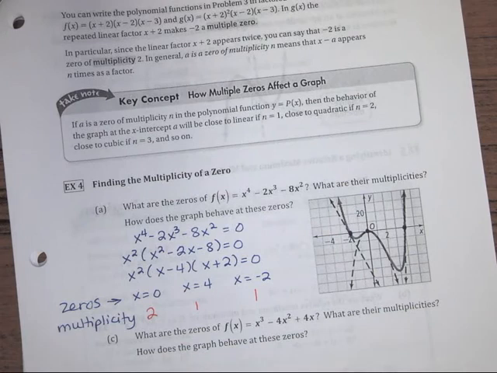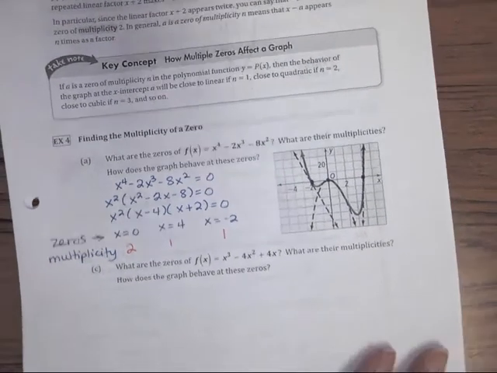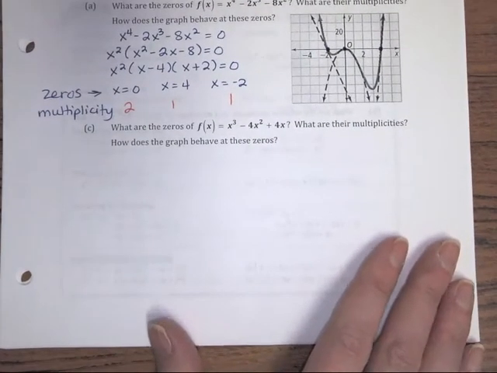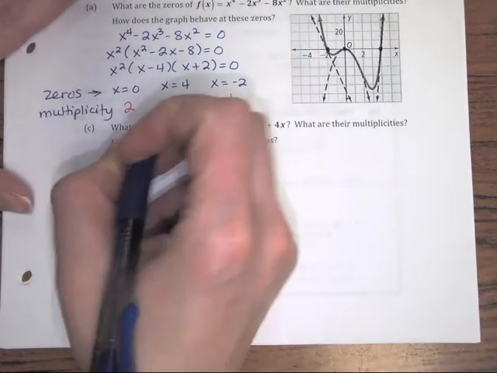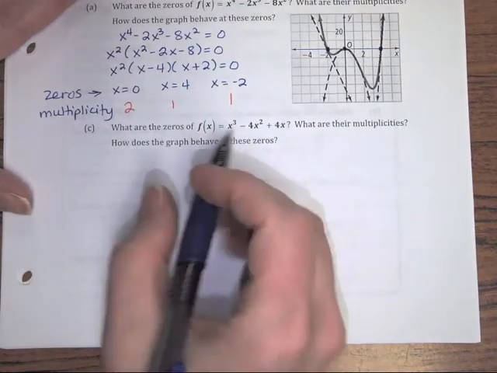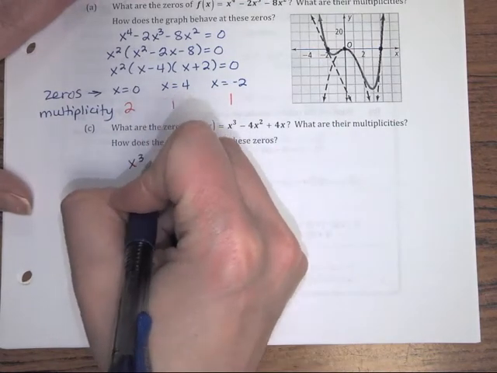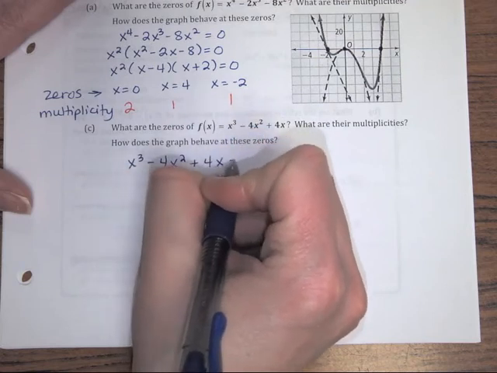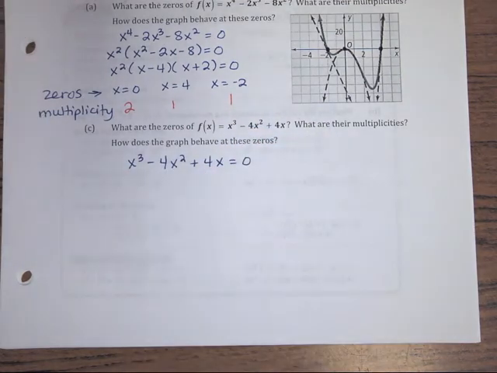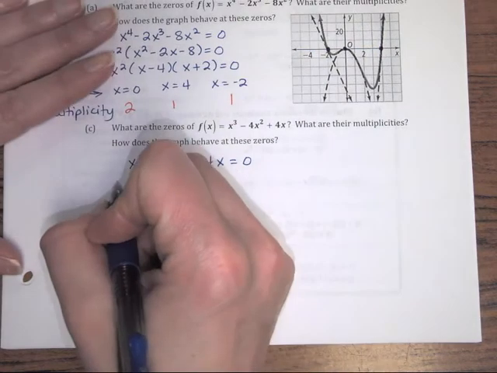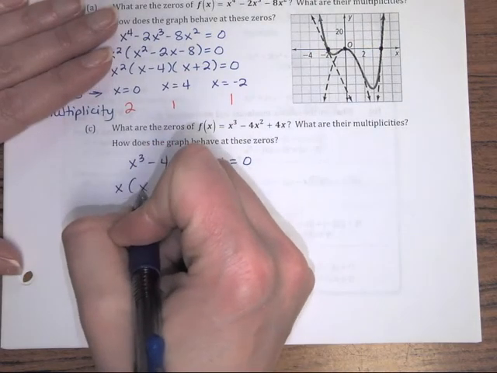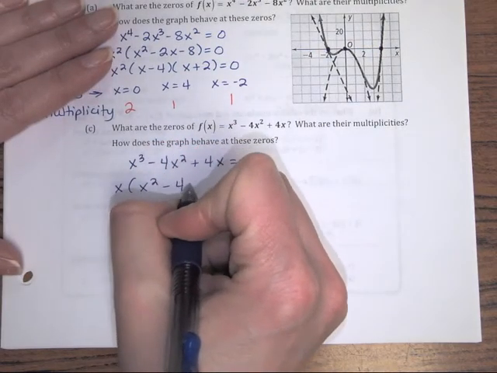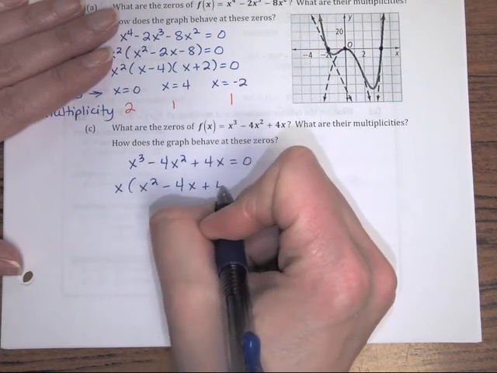Right. Okay. So let's do one more. We'll go down here to the bottom of the page and do the next one. Let's find the zeros, which means let's set it equal to 0. First step, factor out an x, which leaves us with x squared minus 4x plus 4.